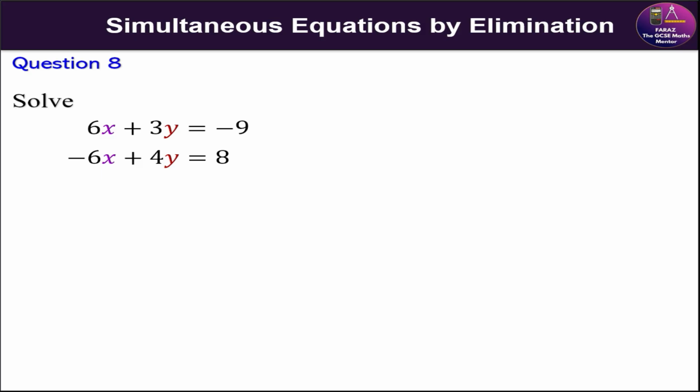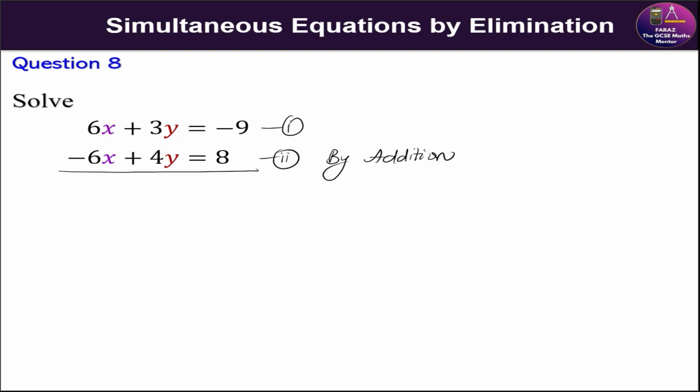Question number 8. We have 6x plus 3y equals negative 9 and minus 6x plus 4y equals 8. Again we have to do the elimination by means of addition. As we know, in equation 1 the coefficient of x is plus 6, and in equation 2 the coefficient of x is minus 6.